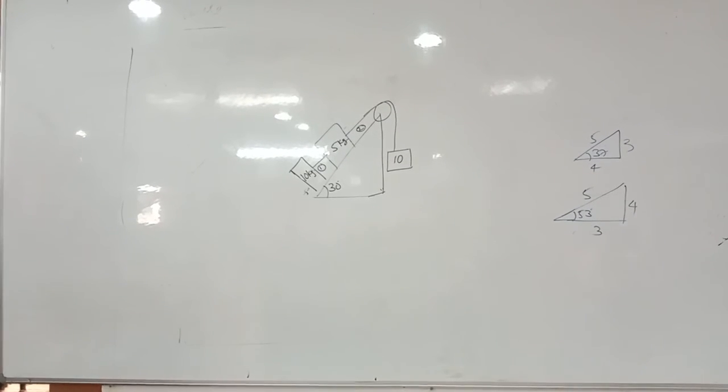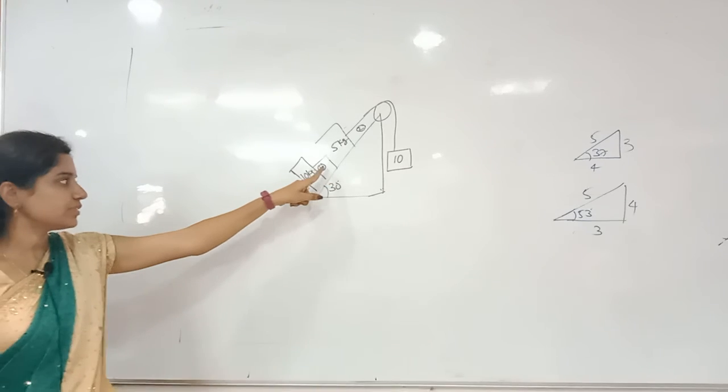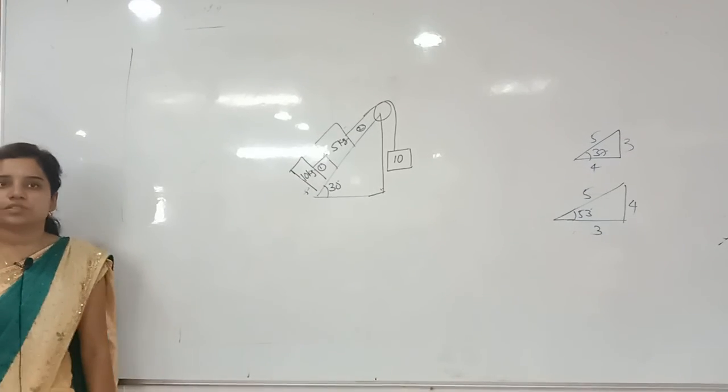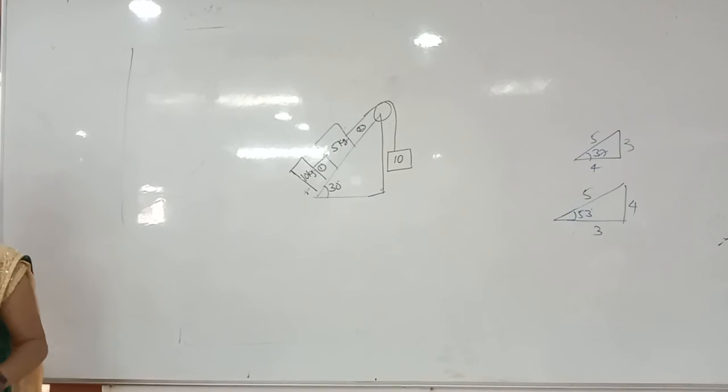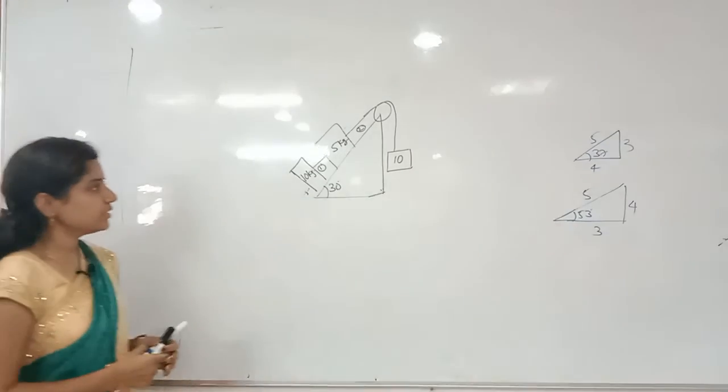Wait, I'll solve. T2, 60 or 40? This is the second string. The second one is long, and this shorter one is 1. Yes, I'll do that. Acceleration is 1, you got? Yes, everybody? Check this.